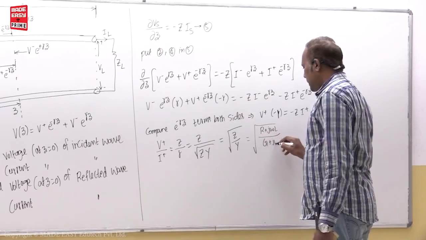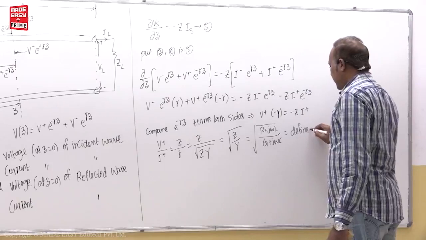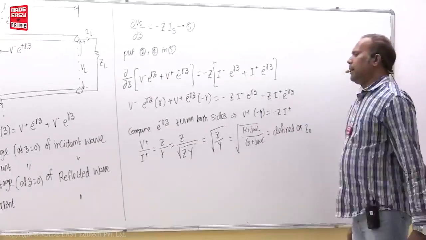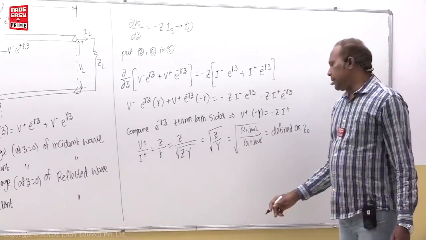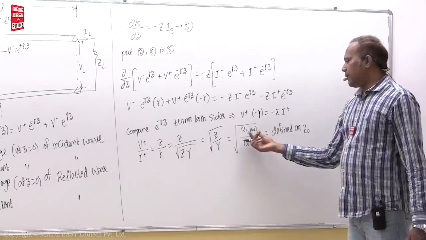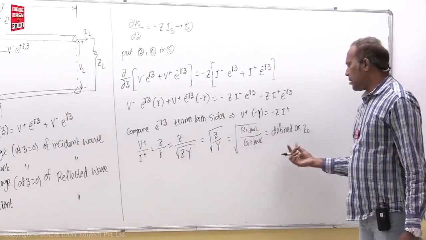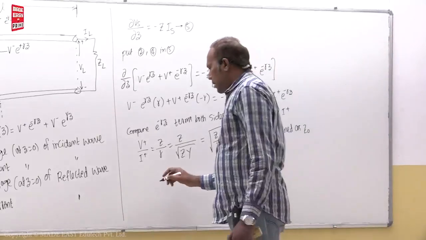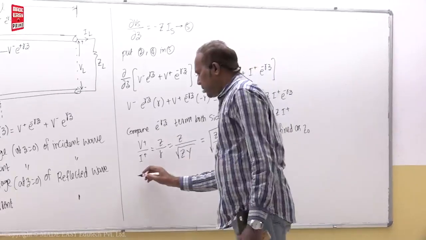Divided by G plus jωC. Now it is defined as Z naught. The definition is given here because voltage by current is impedance, and it is a function of four characters of the transmission line and frequency. That is why it is defined as characteristic impedance. So now here you got V plus by I plus is Z naught, the characteristic impedance.